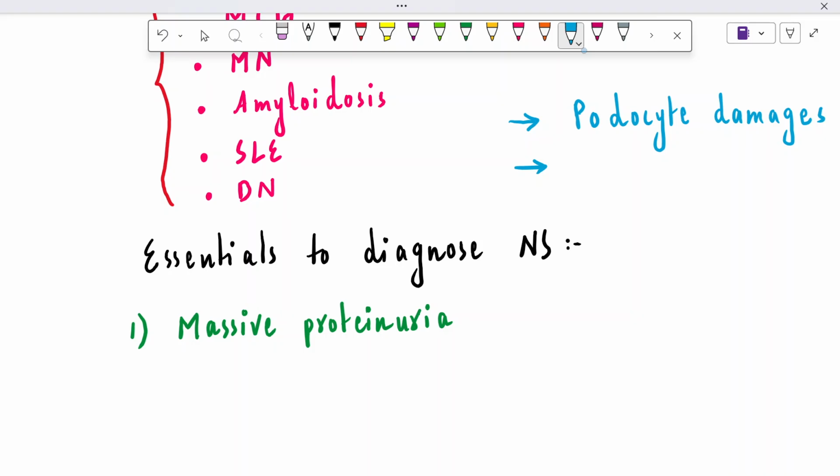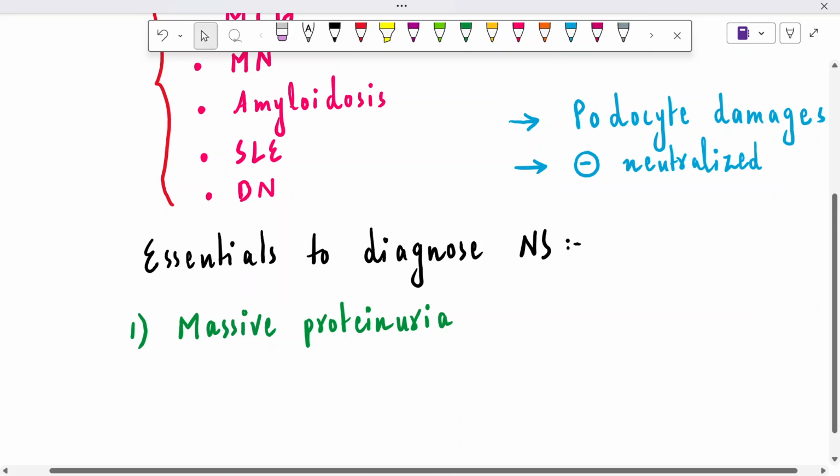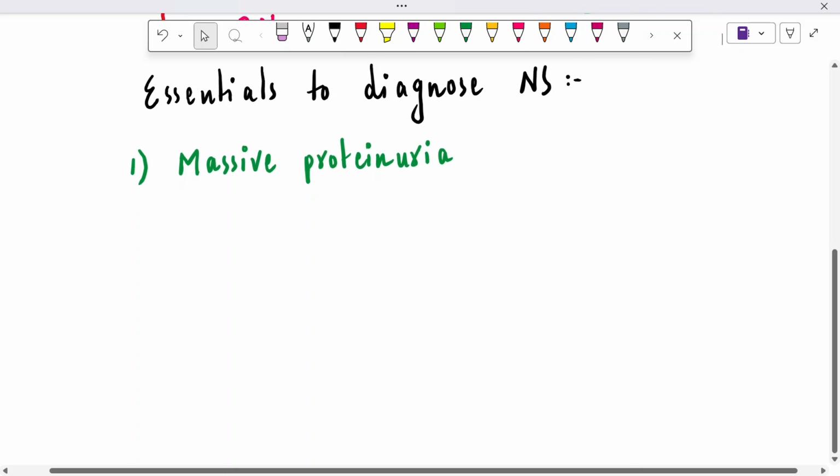Charge barrier. The glomerular basement membrane and the filtration barrier contain a negative charge, but due to the disturbance of the podocyte, this negative charge is neutralized. It means that it's not going to work as the filtration barrier anymore, and it will allow proteins and other small molecules, like albumins and other lipids, to pass into the urine. This is the main pathophysiology behind that.